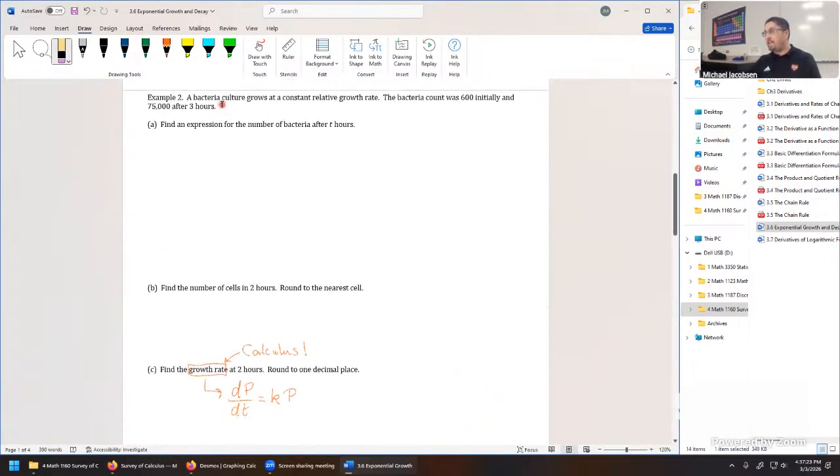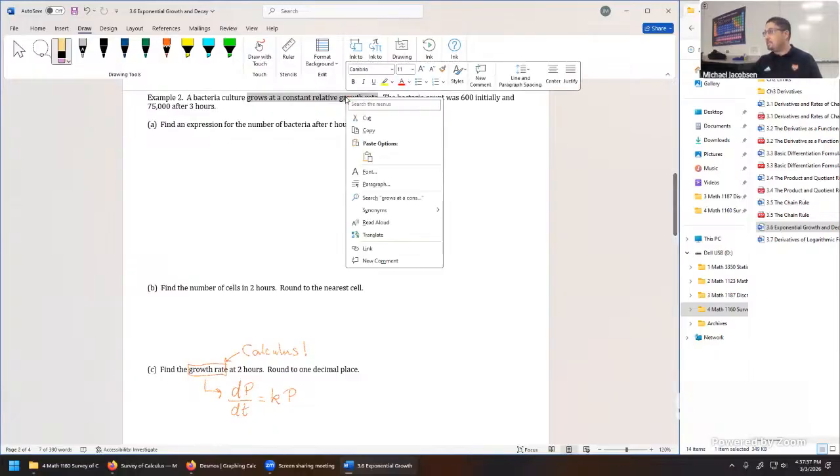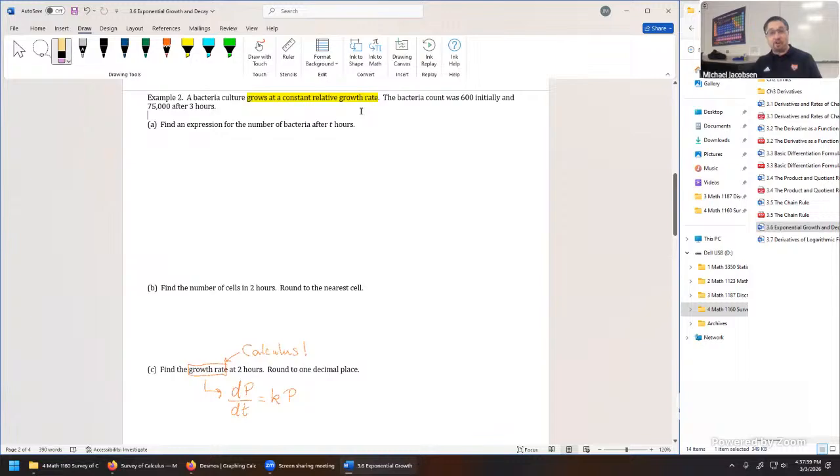We're told a bacteria culture, this could be yeast cells, it could be, say, E. coli bacteria, something along those lines. But some bacteria culture, we're told, grows at a constant relative growth rate. Well, that tells us a lot of information already right there. From that statement, we can say that the derivative of P with respect to time is k times P. P is going to be our population size at time t.